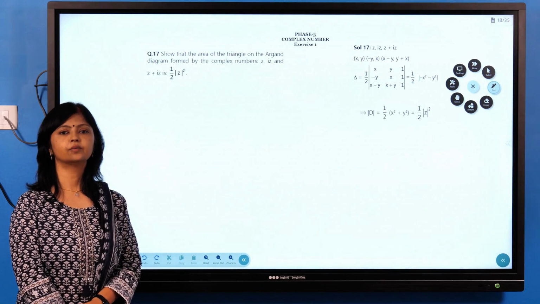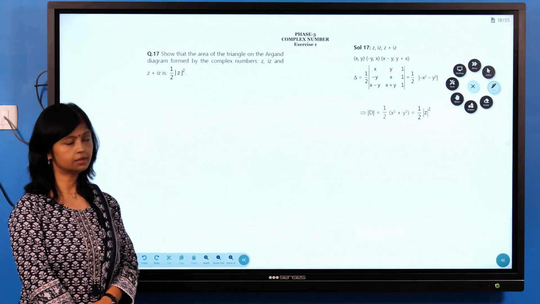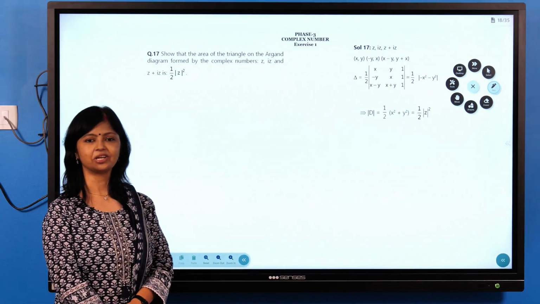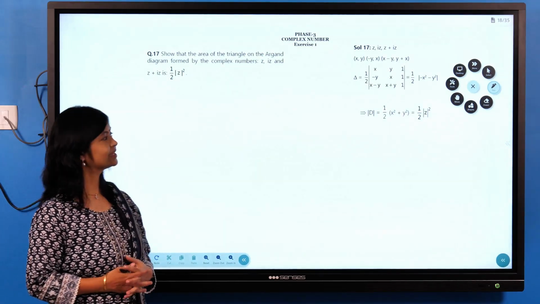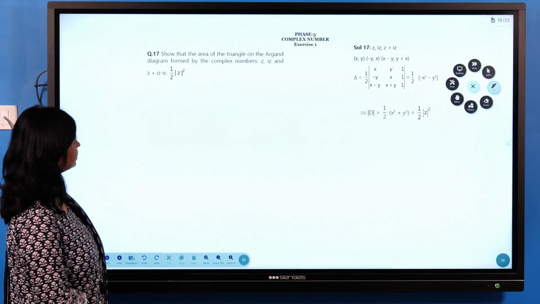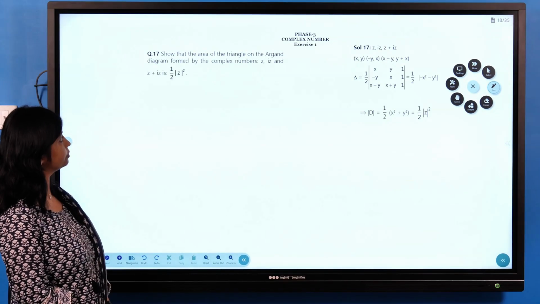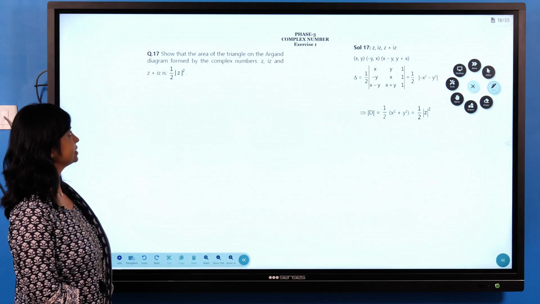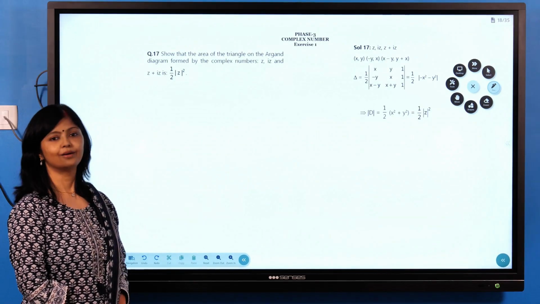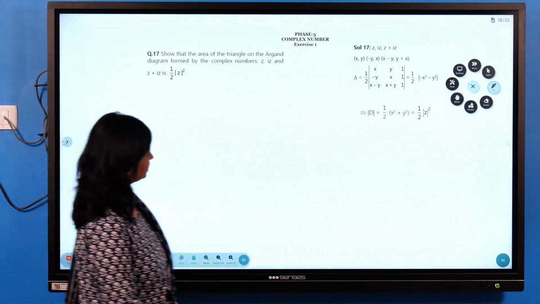Hello everyone. We are looking at phase 3 complex number chapter exercise 1. We are at question number 17. Let's look at the question. The question is: find the area of a triangle in the Argand plane formed by the complex numbers z, iz and z plus iz. All right, it's a good question.